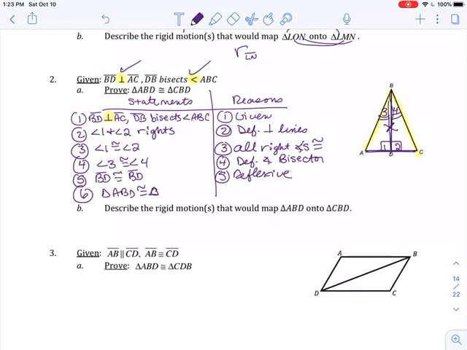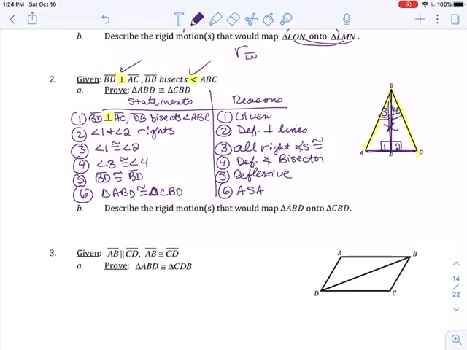And now I can say that my triangles are congruent to each other. I've been marking my diagram so I can see why they're congruent. So triangle ABD is congruent to triangle CBD. And the reason is angle side angle.